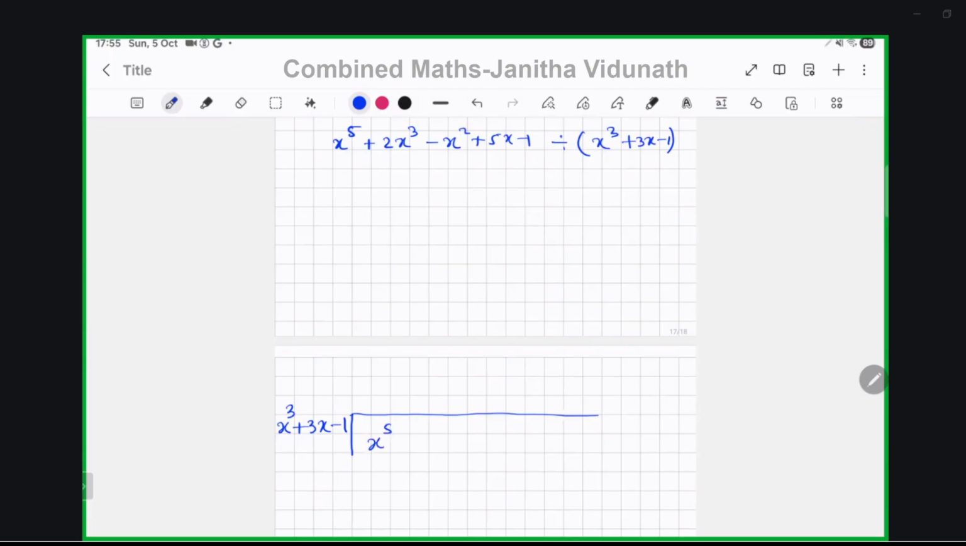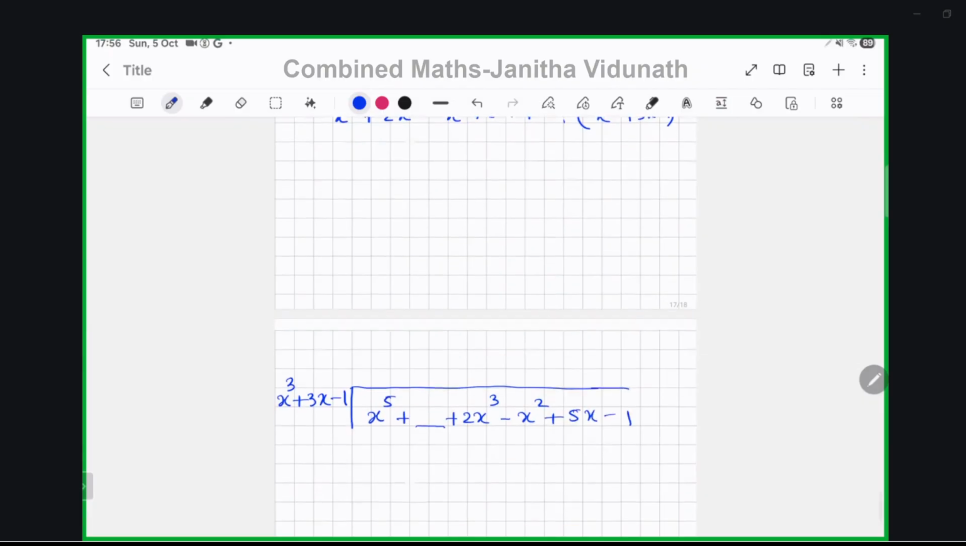x to the power 5, plus there is no x to the power 4 term, then we keep blank, plus 2x cube minus x square plus 5x minus 1. Now we need to divide the leading term of the dividend with the leading term of the divisor. Then it will give x to the power 2. Then we need to multiply with the entire divisor.